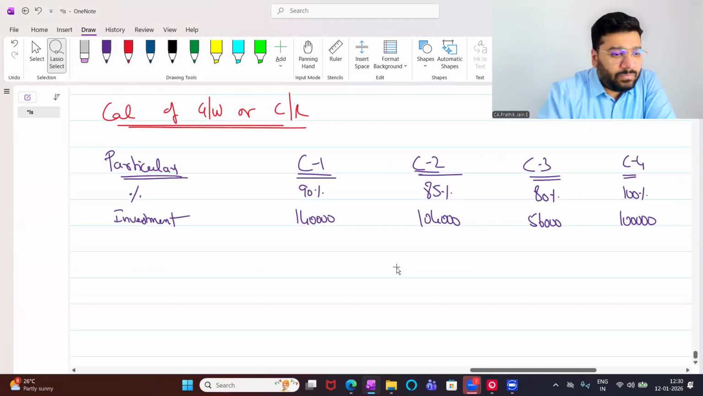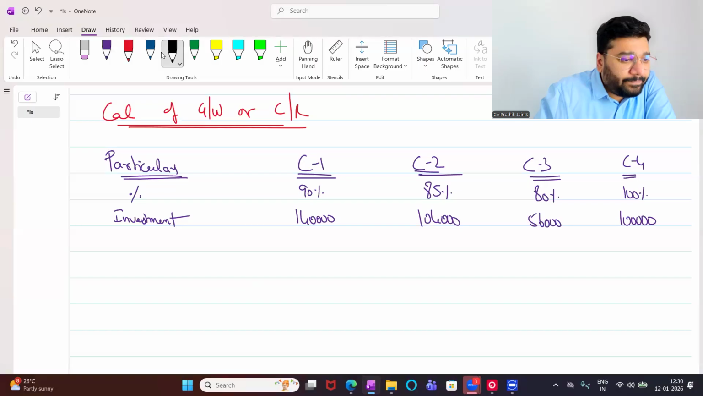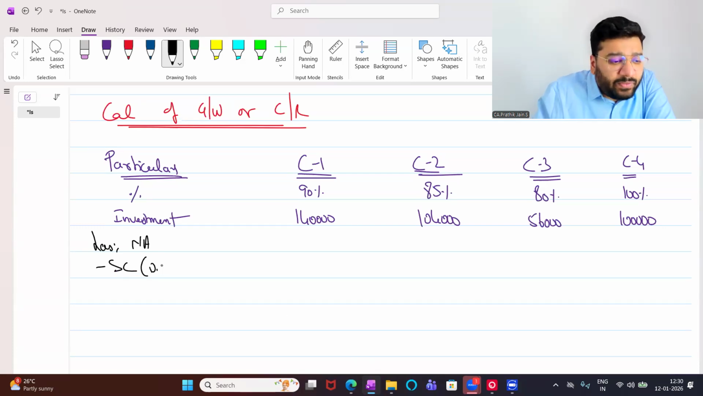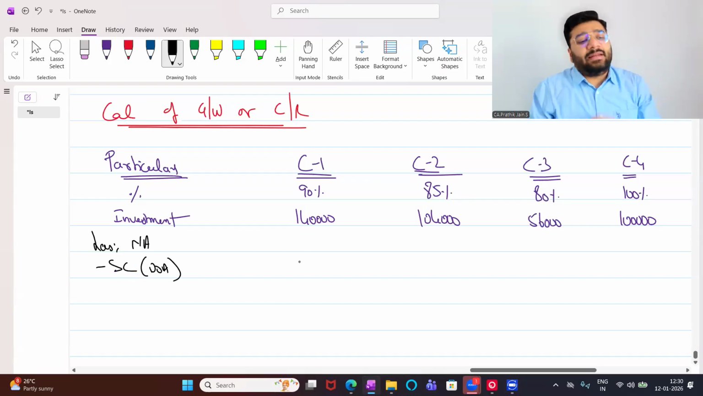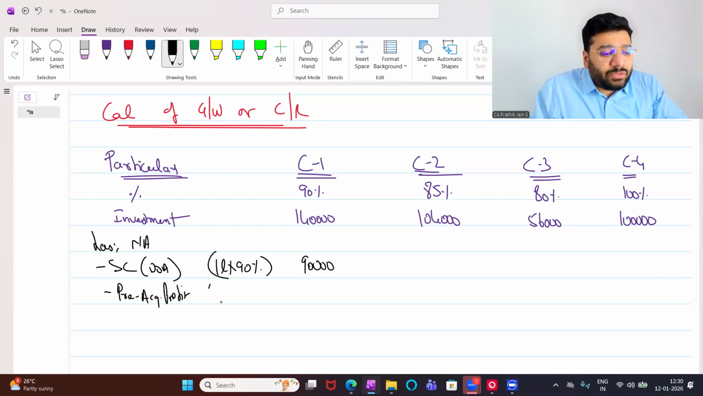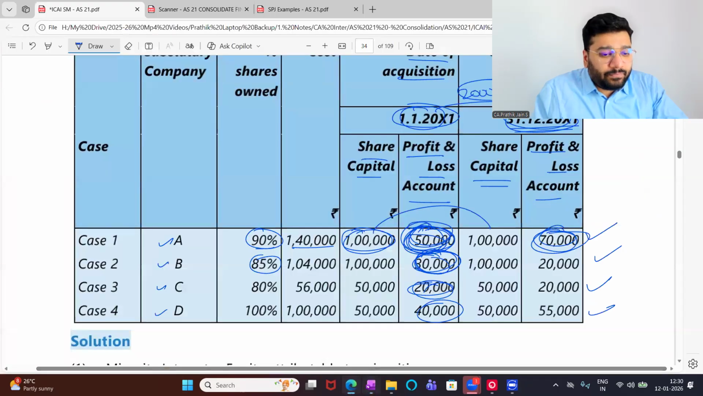Less net assets. In that, the first item is share capital, on the date of acquisition. So can we do directly here itself? We'll do working. So 1 lakh into 90%, how much is it? 90,000. Then pre-acquisition profit. How much is pre-acquisition profit? 50,000.